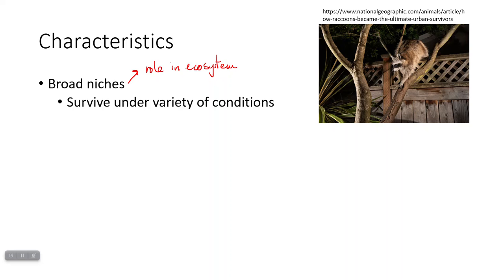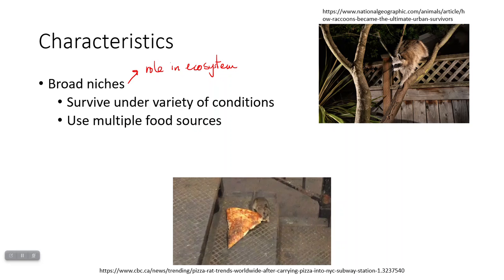So they can survive under a variety of conditions like this raccoon here. Raccoons are probably most native to forest ecosystems, but they're able to adapt fairly well. So raccoons have actually become very common in cities. You probably have run across one in your backyard at some point, because they are very adaptable and they can live under a wide variety of conditions. They can also use multiple different types of food sources.